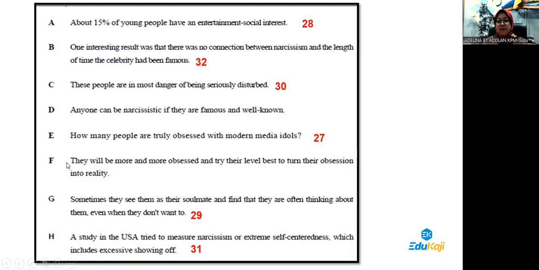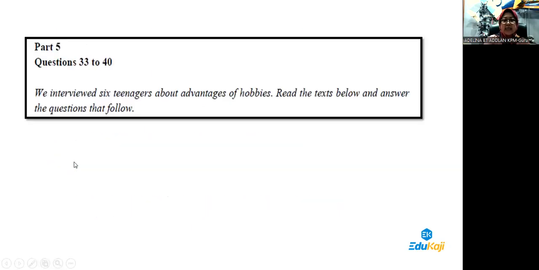Sorry, D and G. Alright, and the last part is part 5. Now in part 5, this is also known as the information transfer. For me, it's quite easy because you have to read and transfer the information. The first 4 questions will ask students to just put the paragraph letter. They have to identify the paragraph from a description given. Another 4 questions, students have to write the answer.